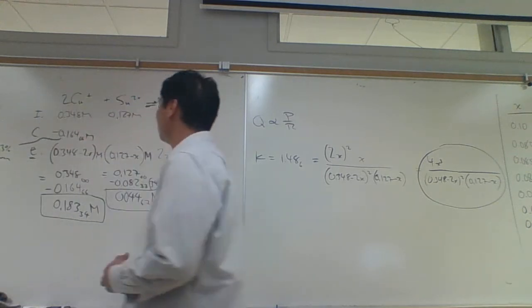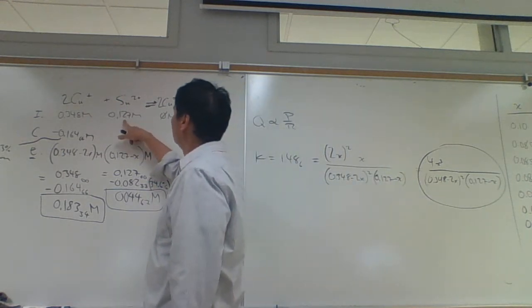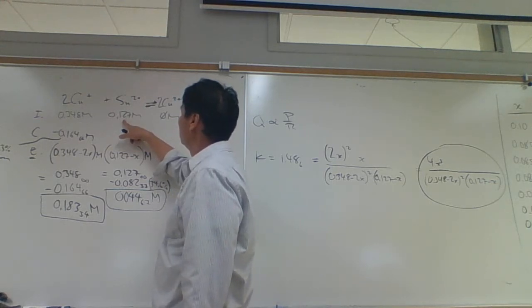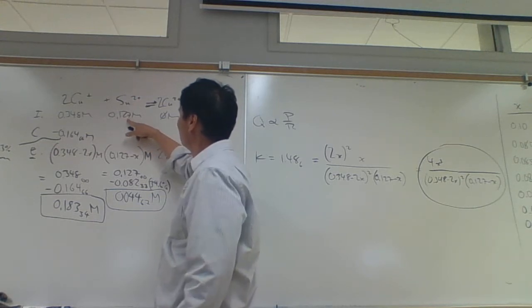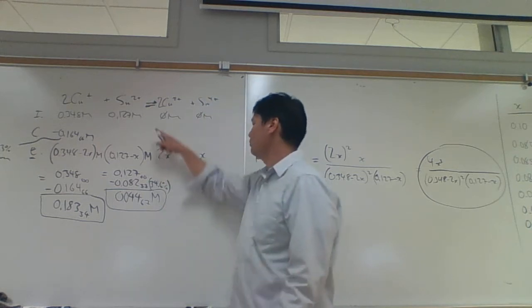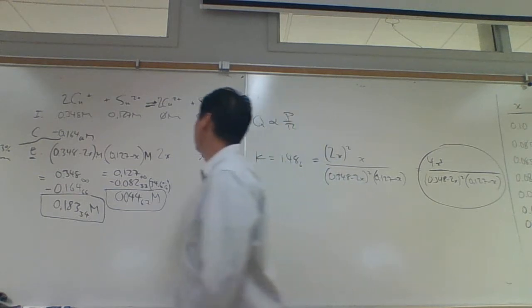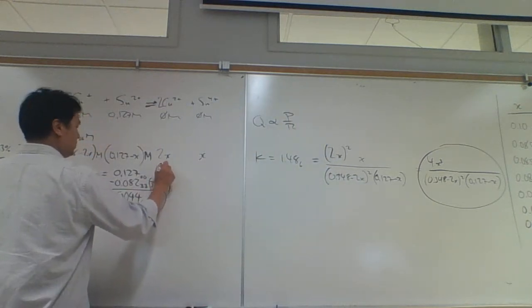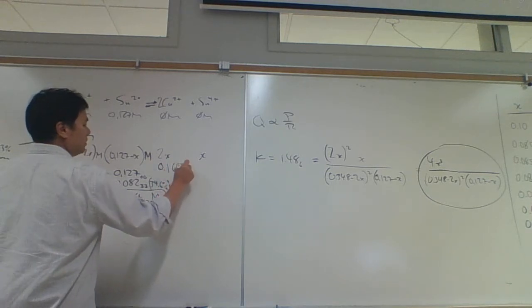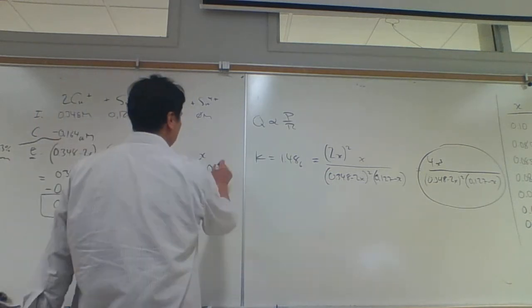Which one was the limiting reagent? Looks like tin 2. Actually, is it the tin 2? Yeah, tin 2. So what we'd say is that there's 34.6% reaction here in this particular experiment. And then 2x, we calculated before, is 0.16466 molar. And then x is 0.08233 molar.